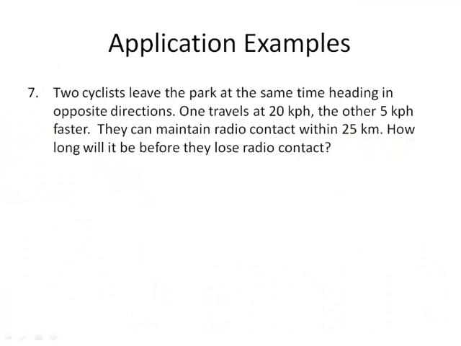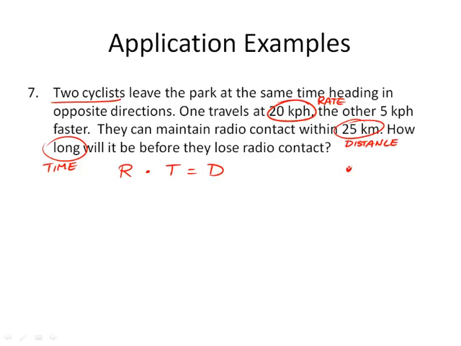Let's continue on to another example. This example has to do with rate, time, distance. As soon as you see that, you can recall that we're going to be thinking of rate times time giving us distance. In this problem, we have 2 cyclists who leave the park, say the park's right here, at the same time heading in opposite directions.